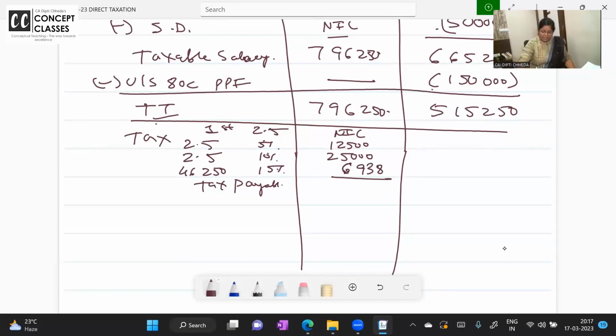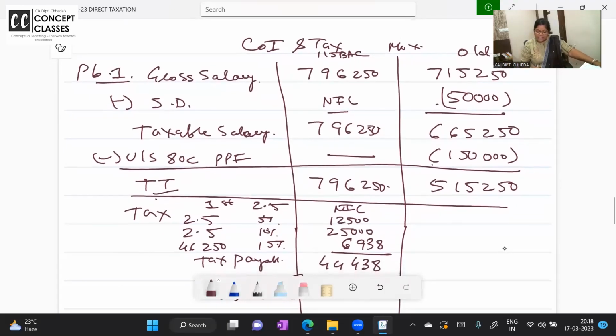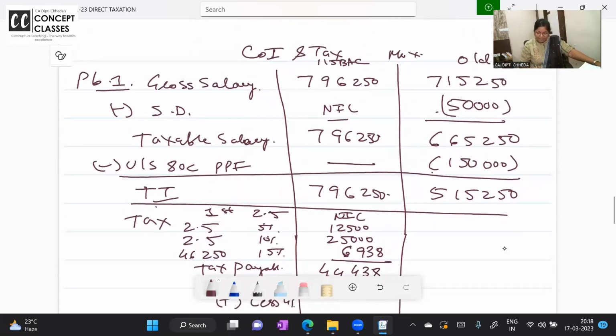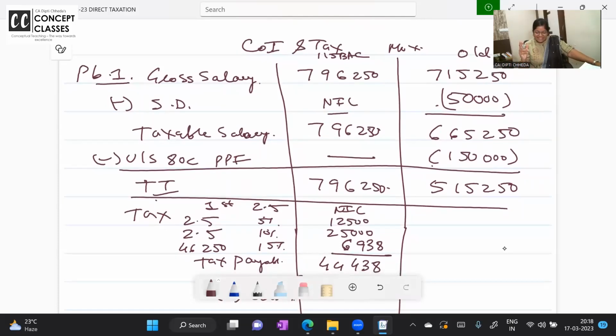So 6,938 plus 25,000 plus 12,500. What is the tax coming to? 44,438, plus add 4% cess. Ma'am, 25,000 tax won't come, no, ma'am? I mean, 7,50,000, below 10 lakhs, no? 15% I will be doing in the new tax regime. First one is the new tax regime. I have shifted the column. This is without standard deduction, without PPF, new tax regime.